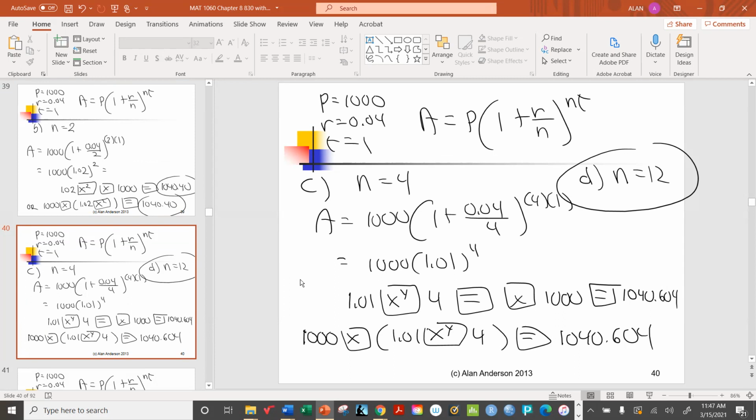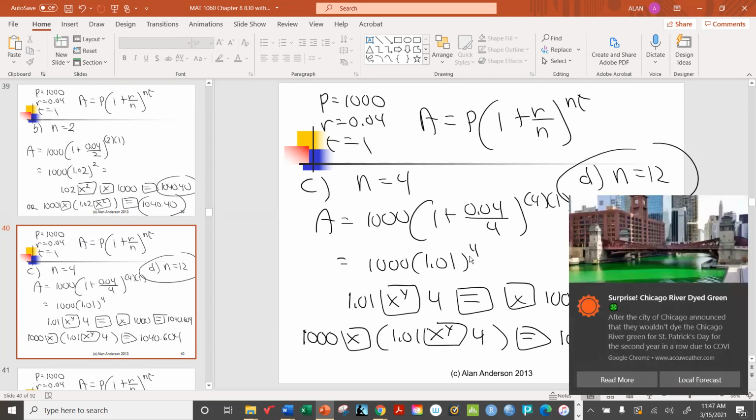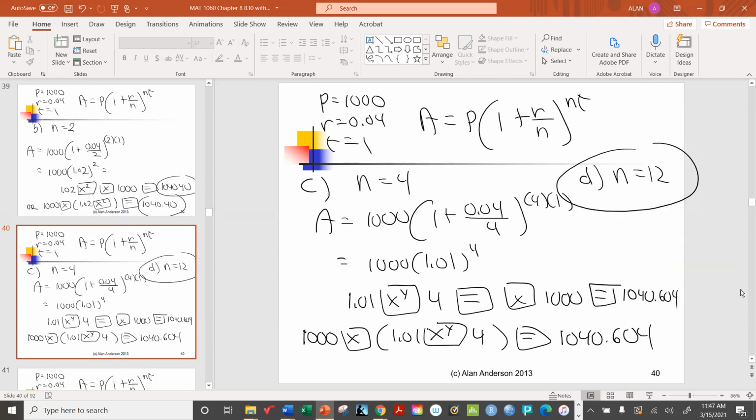So yes, it worked out exactly the same. Now keep in mind, when you plug all these numbers into your formula, it reduces to 1.01 to the 4th power. Okay. And so then you can choose one of these two alternative approaches and you'll get 1040.604.